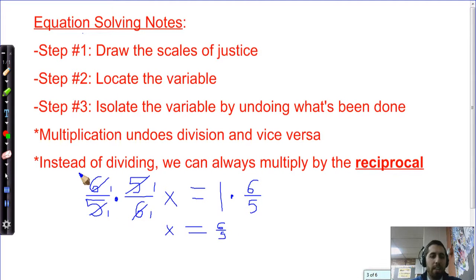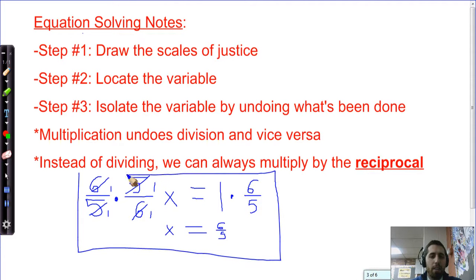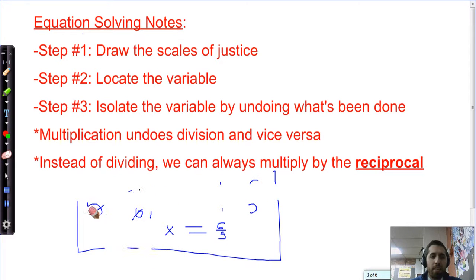I'm going to ask you to actually include that. So please draw that example underneath this so you know what I'm talking about when I say instead of dividing you can multiply by the reciprocal. So pause it here, take those notes, and get that example. And we're going to move on.